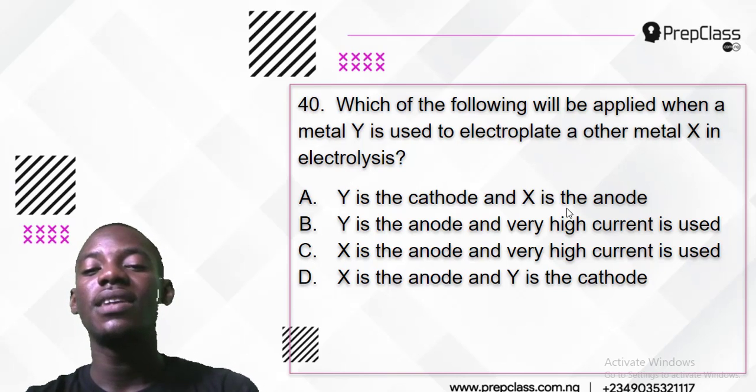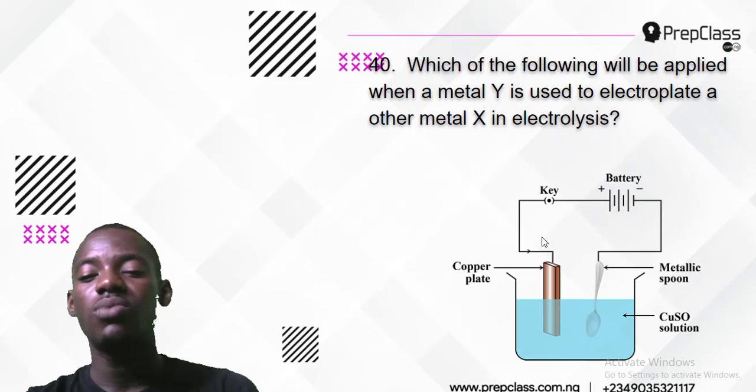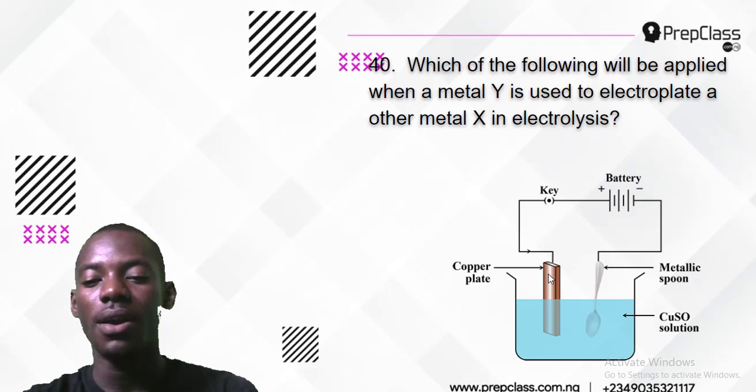Now, the metal Y is used to electroplate a metal X, right? Now, what happens there? This is what happens. This is my Y. Okay, this is my copper plate here. It will electroplate this spoon here. So the current will flow from here and flow this way and flow through this spoon, and so the color of this metal will come on this one.